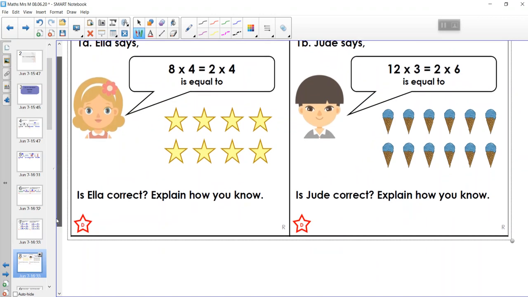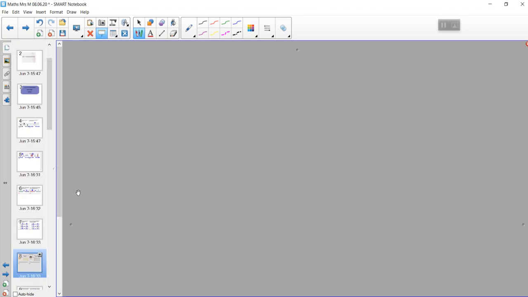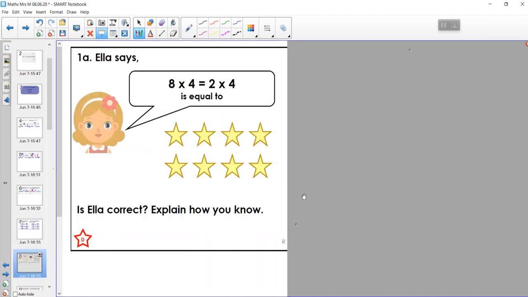Okay, so we're just going to move on and do a little bit of reasoning next. We've got 3 reasoning activities to do, and we will do just the same as before. We'll do the first one together, then you can do the next one on your own. It says, Ella says that 8 times 4 is equal to 2 times 4. Is Ella correct? Explain how you know.